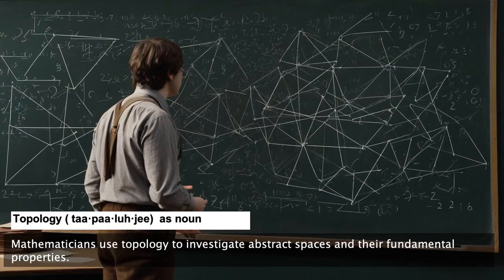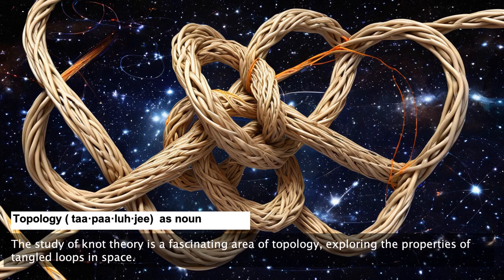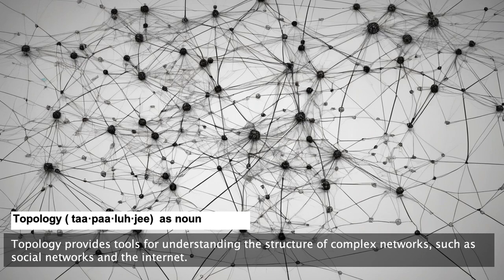Mathematicians use topology to investigate abstract spaces and their fundamental properties. The study of knot theory is a fascinating area of topology, exploring the properties of tangled loops in space. Topology provides tools for understanding the structure of complex networks, such as social networks and the internet.